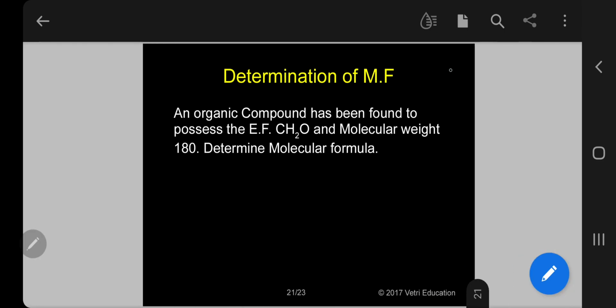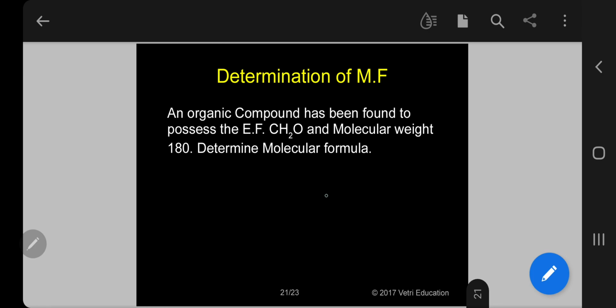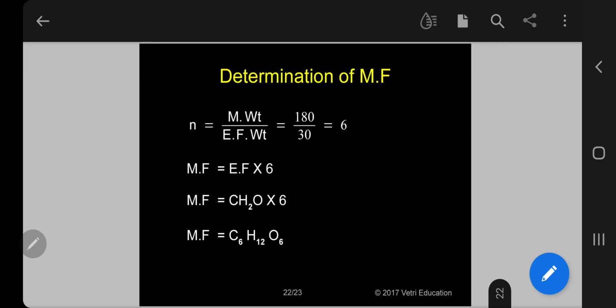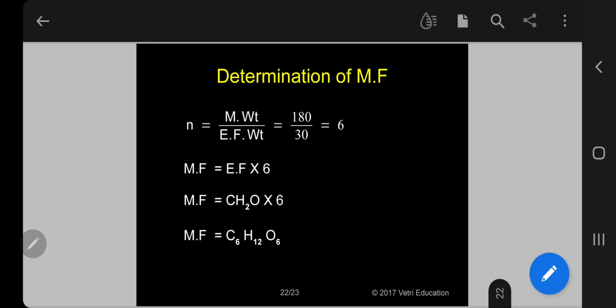Just see here. For that, the problem that we have already been given: an organic compound has been found to possess the empirical formula CH2O and molecular weight 180. Determine the molecular formula. Kindly follow. Now, the n value we are determining as 6, because molecular weight is given. Empirical formula is given, and from that I have calculated the empirical formula weight.